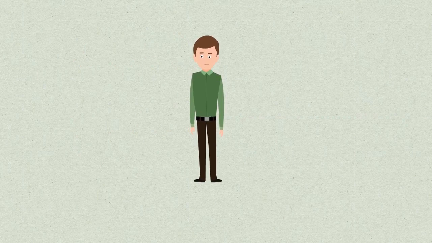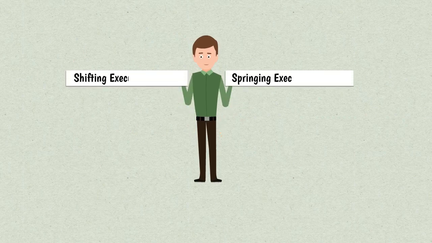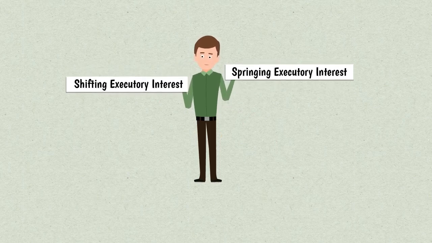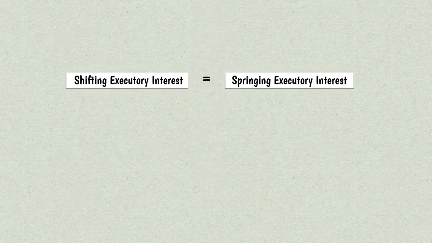It's traditional to distinguish between two categories of executory interests: the shifting executory interest and the springing executory interest. There is no practical difference between these two categories. Nothing of any legal consequence turns on the distinction. It is useful simply as a way of identifying the person whose estate or interest is divested.